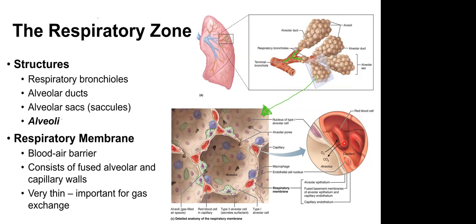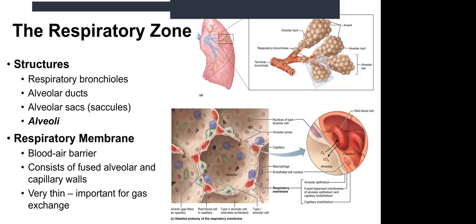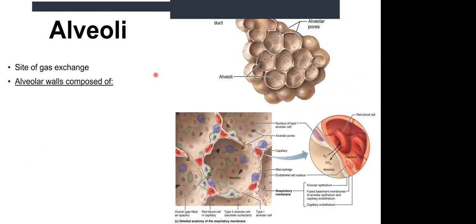So carbon dioxide from the red blood cells is going to diffuse. Basically what's going to happen, it's going to diffuse in. The CO2 is going to come from the blood and diffuse into the alveolus, and then oxygen is going to diffuse into the blood capillary. Okay, so again, the alveoli, this is where gas exchange is actually occurring.